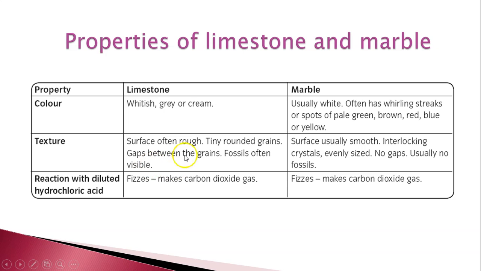Fossils are often visible. While in marble, the surface is usually smooth, with interlocking crystals that are evenly sized. There will be no gaps and usually no fossils will be seen. Reaction with dilute hydrochloric acid. As we learned in the previous lesson, when limestone reacts with hydrochloric acid, it produces a gas, that is carbon dioxide. Fizzing means like when you open a cola bottle, we can see it coming out. This is called fizzing. The same reaction happens when marble reacts with hydrochloric acid. It fizzes to produce carbon dioxide gas.